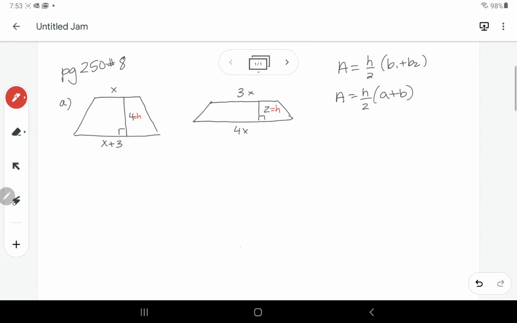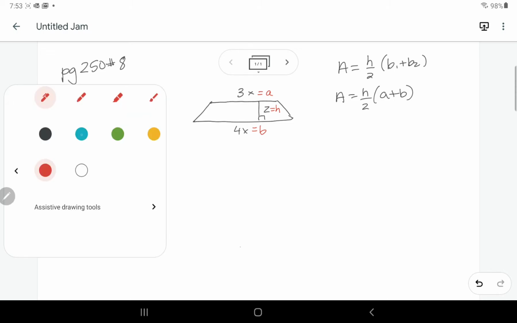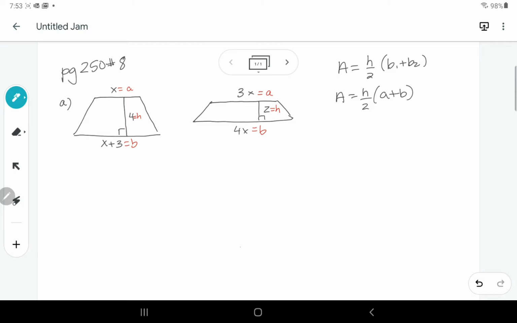So in the first trapezoid, that's 4, and in the second one, that's 2. The A and B, or in the textbook it said B1 plus B2, that's the top and the bottom. So I'm going to use A and B just so it looks a little bit different. And then this one would be A and that one would be B. Okay? So we're going to find a formula for the area of each trapezoid.